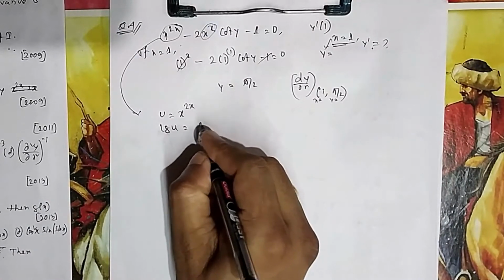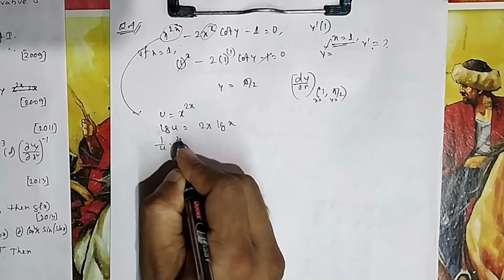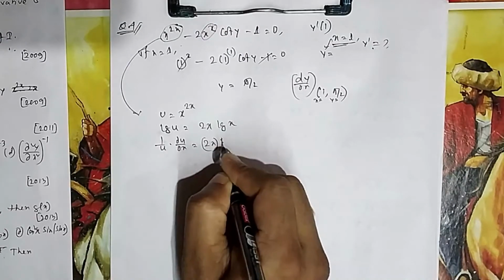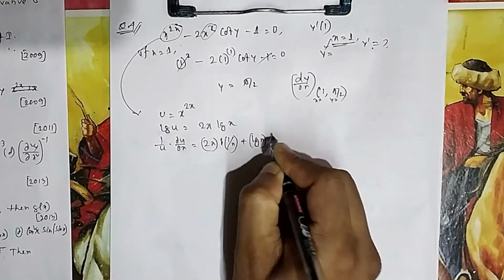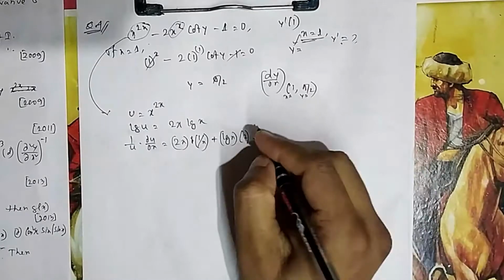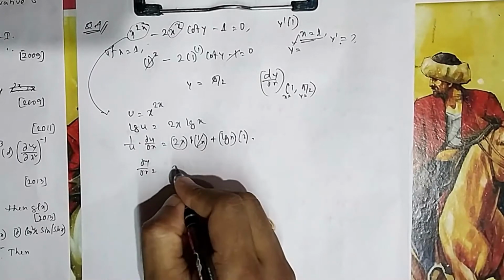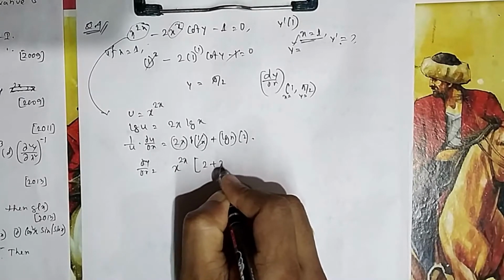So we are doing this one, so log u will be 2x log x. Now you differentiate it. 1 by u du/dx is equal to 2x constant, log x differentiation is 1 by x, plus log x constant, 2x differentiation is 2. So the x's get cancelled. So du/dx, you multiply by u, that is x to the power 2x, it will be 2 plus 2 log x.